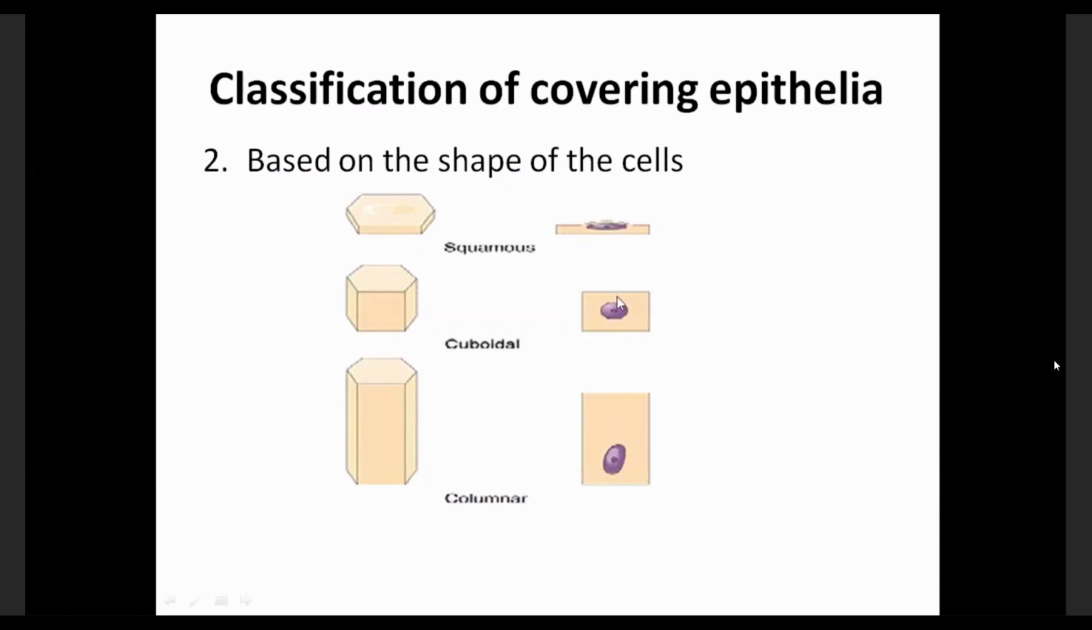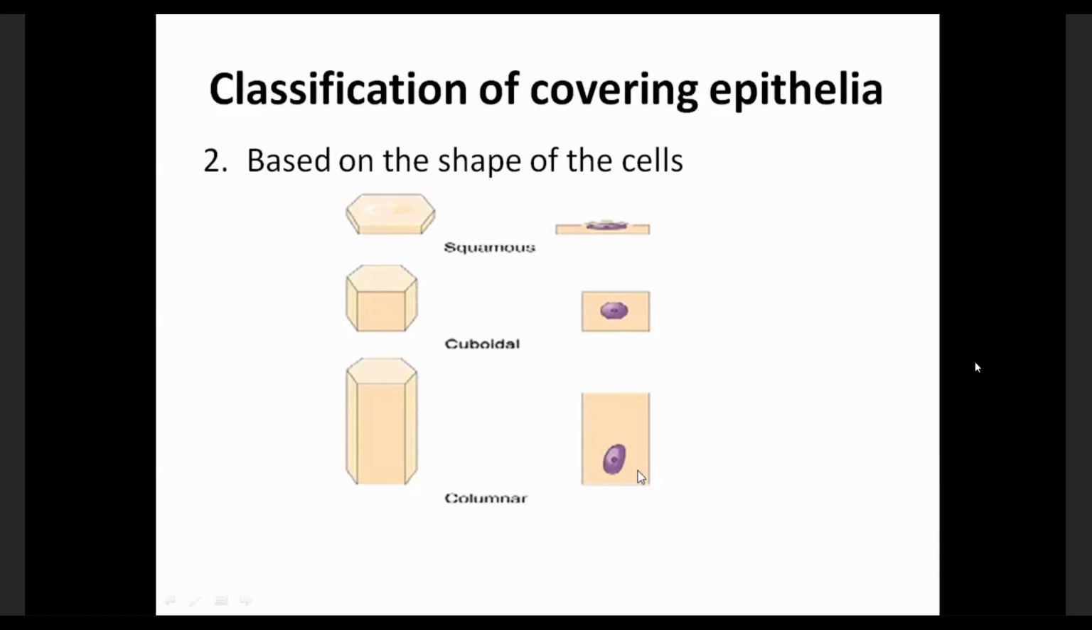So the shape of the nuclei should be looked at, because the boundaries of the cells are not visible. I also began by showing you one slide where the boundary of the cells is not visible, but the nuclei are visible. So the shape of the nuclei would tell you the shape of the cell. So we have three different types of epithelium based on shape.